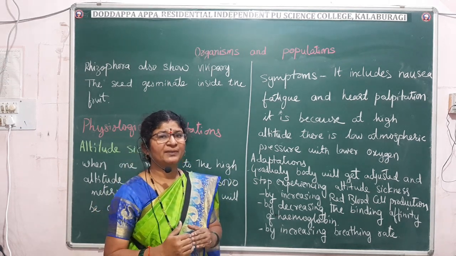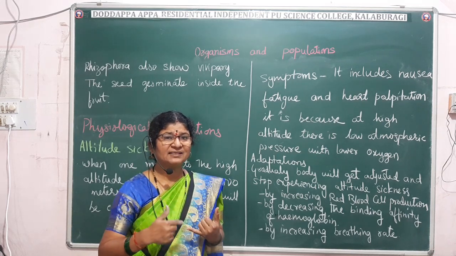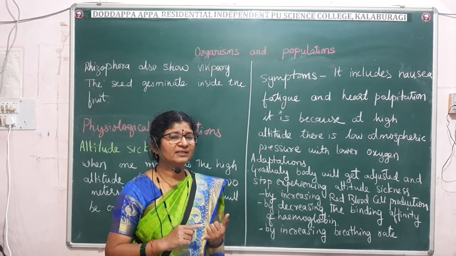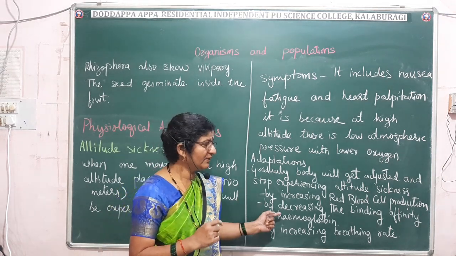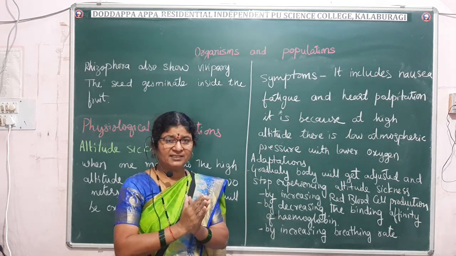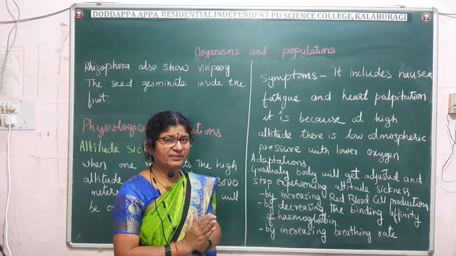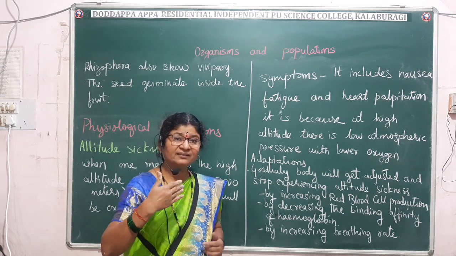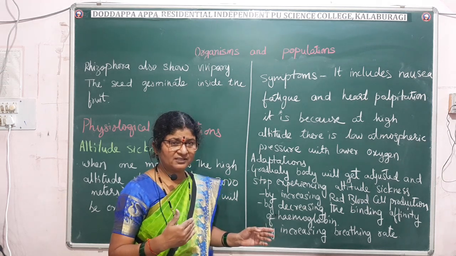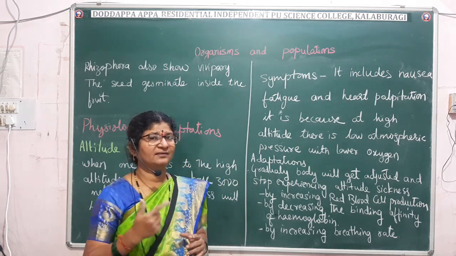How does it get adapted? First of all, in the body, the RBC count will increase, and the affinity of hemoglobin to bind with oxygen will be reduced. Then the breathing rate will increase. The rate of respiration will increase. That is how the body adjusts to a higher altitude.